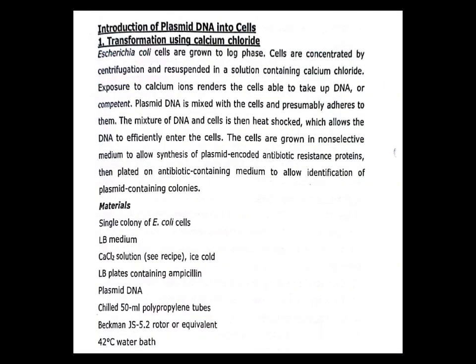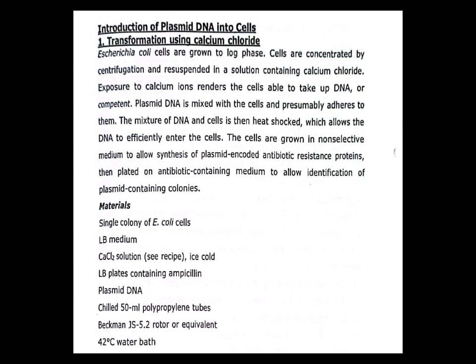Introduction of plasmid DNA into cells. Number 1. Transformation using calcium chloride. Escherichia coli cells are grown to log phase. Cells are concentrated by centrifugation and resuspended in a solution containing calcium chloride. Exposure to calcium ion renders the cell able to take up DNA.